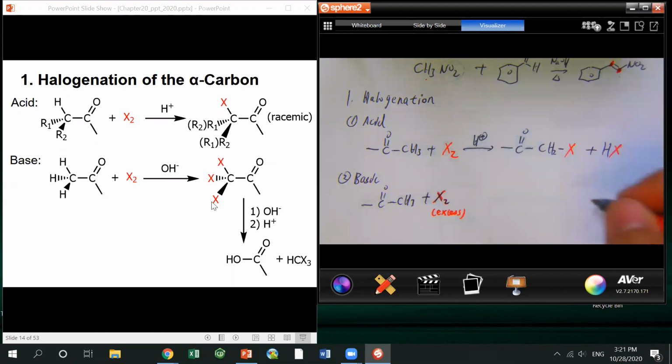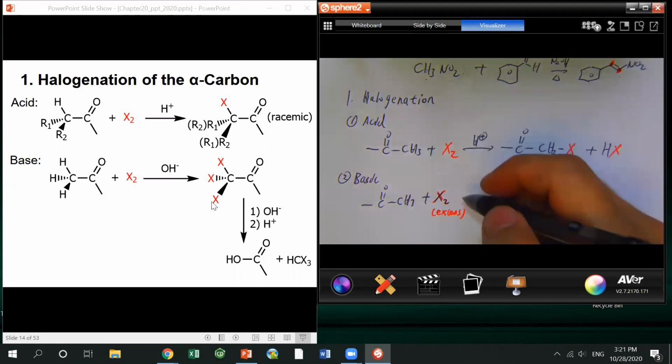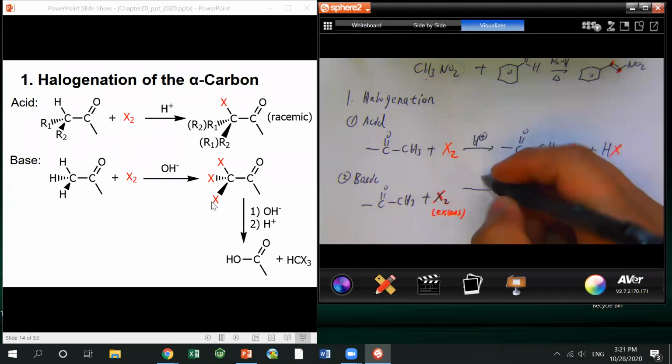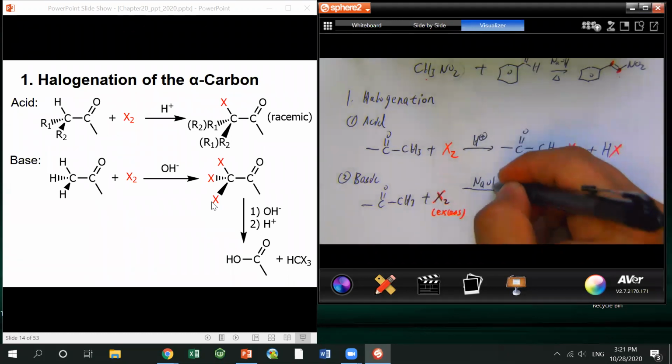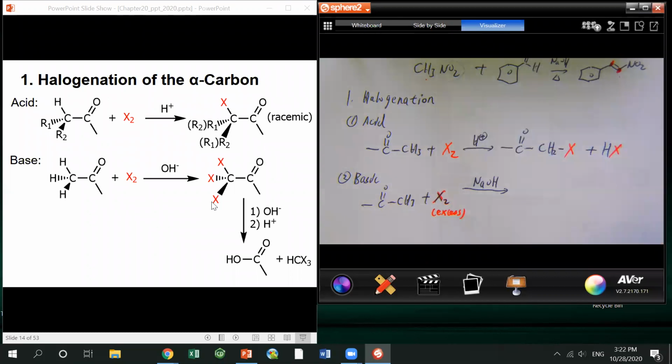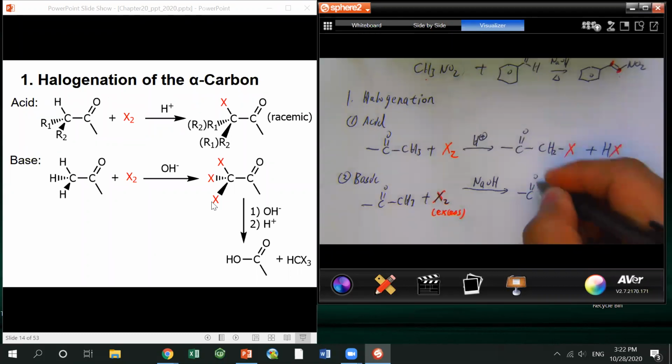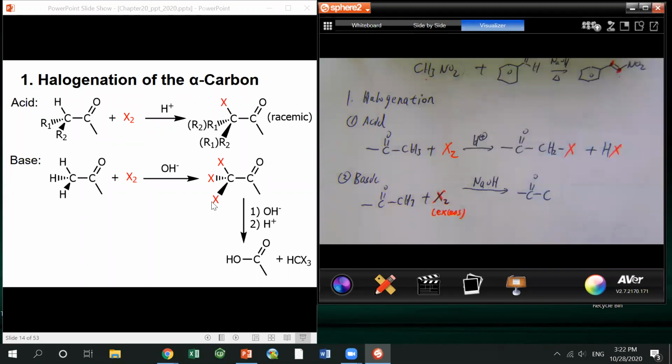Excess, right. And for the basic condition, normally we use sodium hydroxide as the base. So all 3 hydrogens are replaced by halogen. And for this reaction, actually, note down here, if you add a little bit more base, and you can also do a little bit of acid workup.